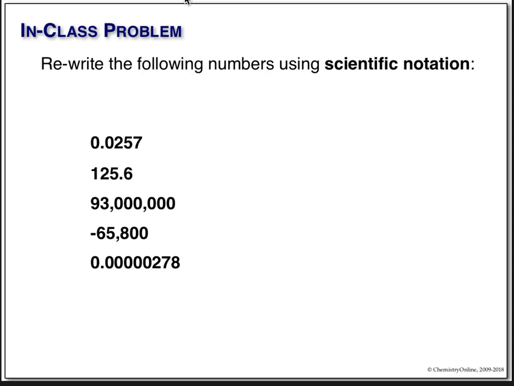For our first one, we have a real decimal point. We want to move it here between the 2 and the 5, right? To do that, we have to go to the right 1, 2 places. That means our exponent is going to be minus 2. 2.57, and the exponent 10 to the minus 2.